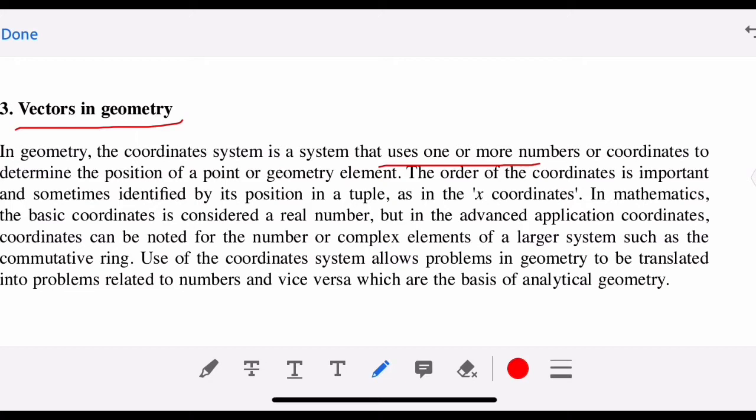In mathematics, the basic coordinates is considered a real number, but in the advanced application coordinates can be noted for the number or complex elements of a larger system, such as the commutative ring. Use of the coordinate system allows problems in geometry to be translated into problems related in our daily life.